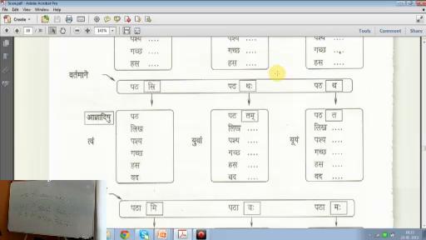When it comes to dual number, yuvam patatam. May you both read. Let you both read. Yuvam likhatam. May you both write. Yuvam pashyatam. May you both see, or let you both see. Yuvam gacchatam. May you both go. Hasatam, may you both laugh. Vadatam, may you both speak. So this way we understand the dual number.